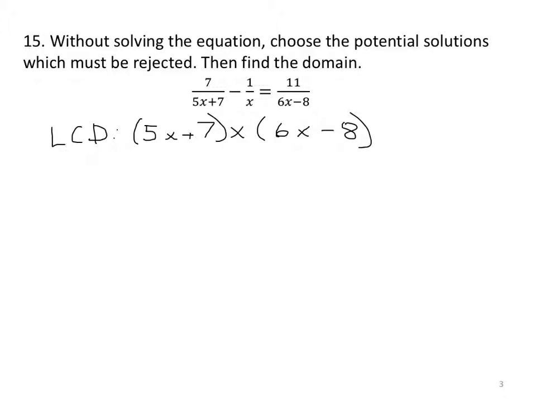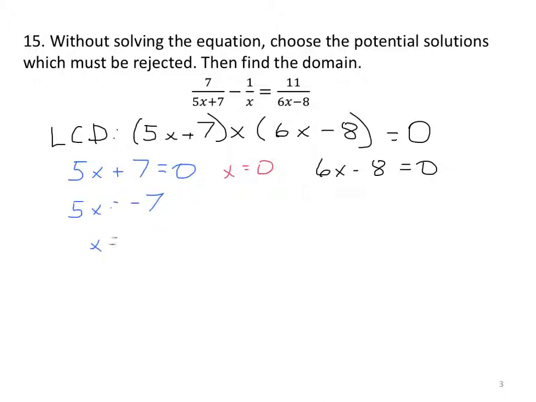But we need to find out what would make this denominator equal to 0, which would require us to divide by 0. So we have to find that out so we don't end up dividing by 0. We have 5x plus 7 equals 0, x equals 0, don't forget that x, or 6x minus 8 equals 0. So 5x equals -7, and then dividing by 5, x equals -7/5.